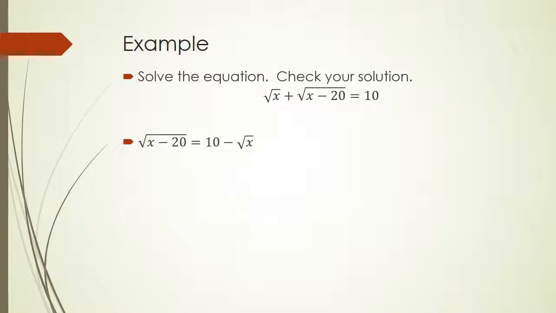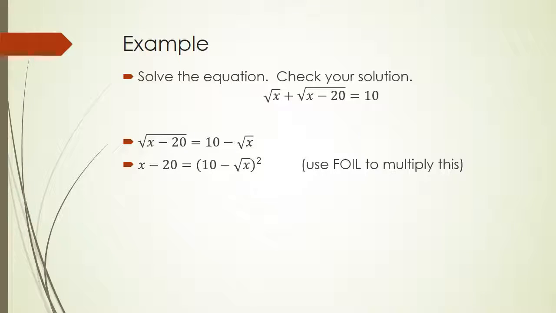So what we have here is the square root of x minus 20 equals 10 minus the square root of x. Now you could have subtracted the square root of x minus 20 from both sides, but if you do a little thinking ahead of time, you'll realize that you're going to have to square, you're going to have to use FOIL on whatever you put over on the right, and so by moving the square root of x, we actually are making our work a lot easier. So the next thing we're going to do is square both sides.